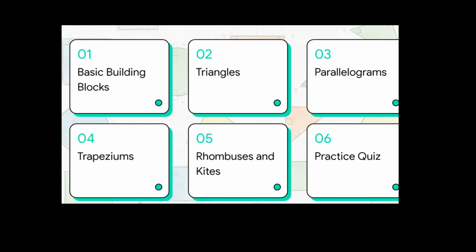So, here is our roadmap for today's explainer. We'll start with number 1, the basic building blocks. Then 2, triangles, halving the rectangle. 3, parallelograms, the shifted shape. 4, trapeziums, averaging the bases. 5, rhombuses and kites. And finally, number 6, your geometry practice quiz.